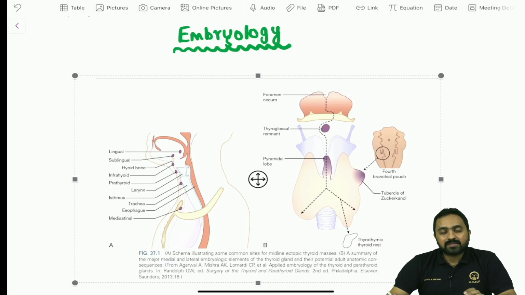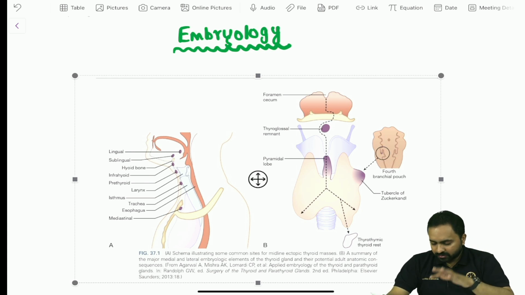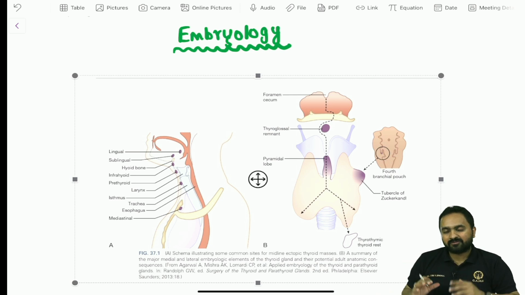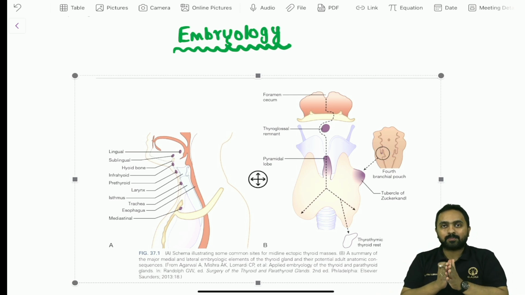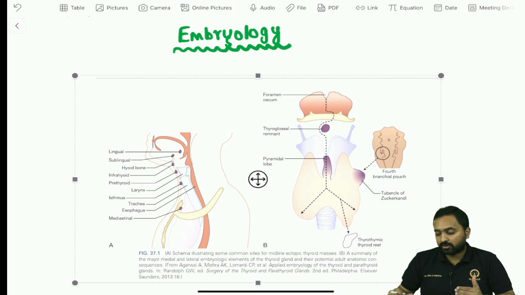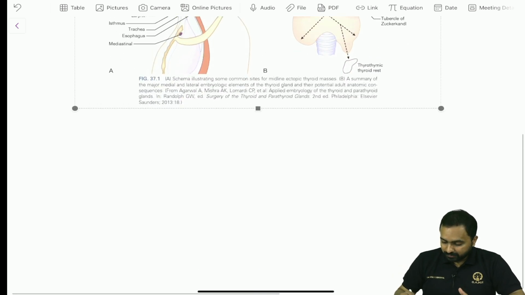In this video, we shall be discussing the embryology of thyroid development. The main purpose of discussing the embryology of thyroid development is to discuss a few important disorders associated with it, which are your thyroglossal cyst, your lingual thyroid, and also your ectopic thyroid. So I have this diagram which I'll come to later on. First, let's understand in a sequential, stepwise manner the embryology or the development of the thyroid.